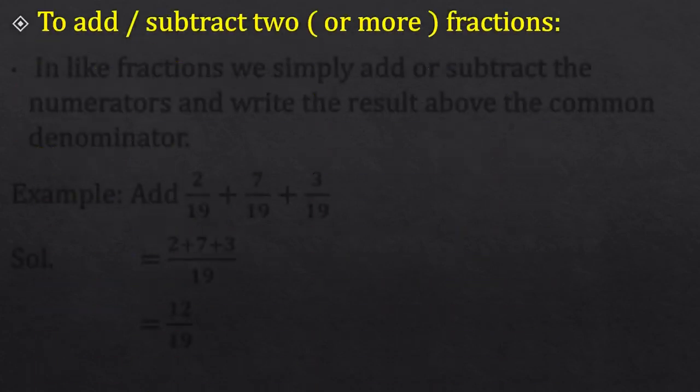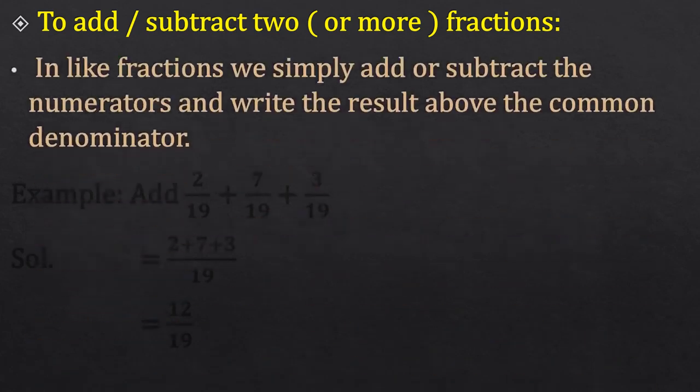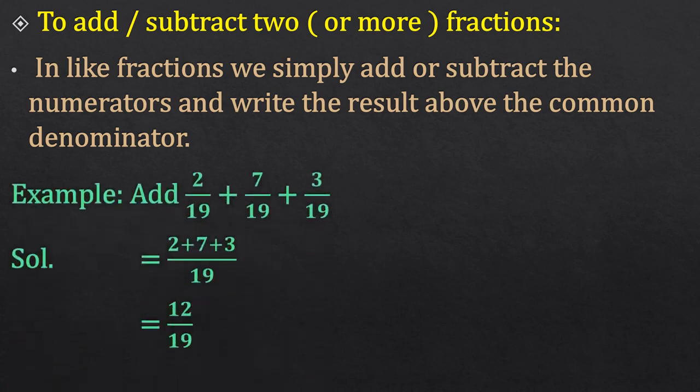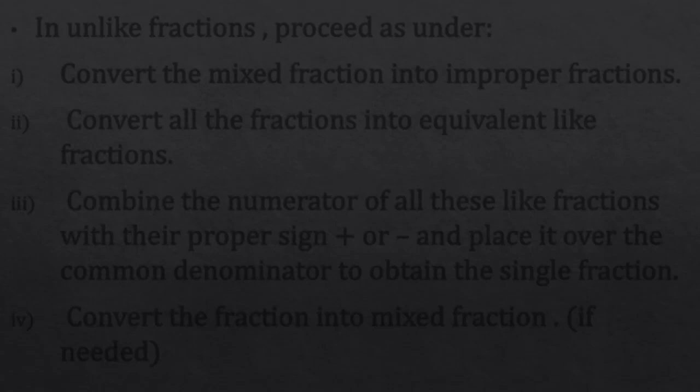Now see how to add and subtract two or more fractions. First of all I am taking the example of like fractions. If we have like fractions, then simply add or subtract the numerators and write the denominator once as it is. See the example: 2 upon 19 plus 7 upon 19 plus 3 upon 19. Denominators are same. These are like fractions. So add the numerators only. 2 plus 7 plus 3, we get 12. So it is 12 upon 19.